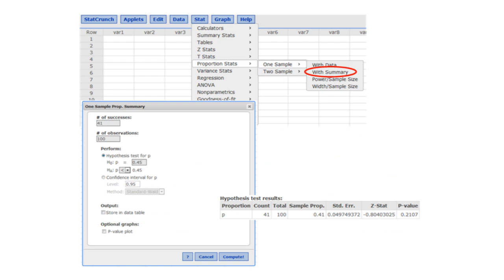This page is just to show you where we went. We went to proportion stats, one sample with summary. We put in what we knew, and out popped our test statistic and our p-value.